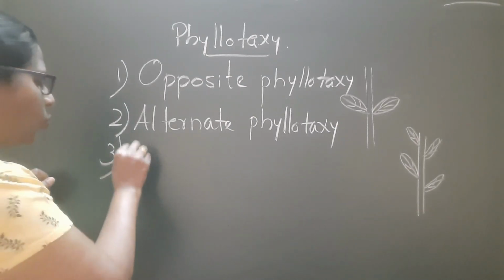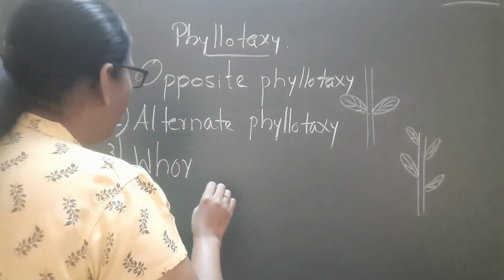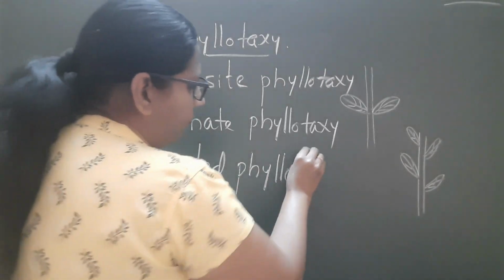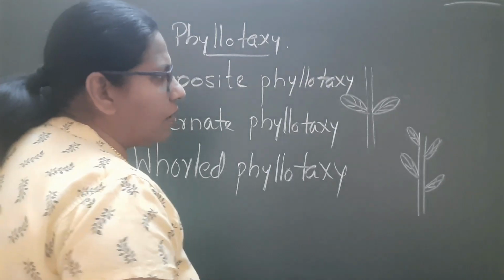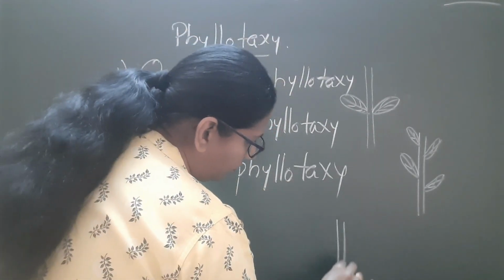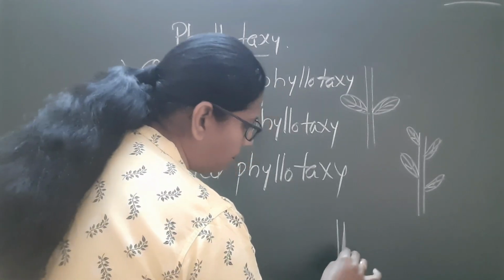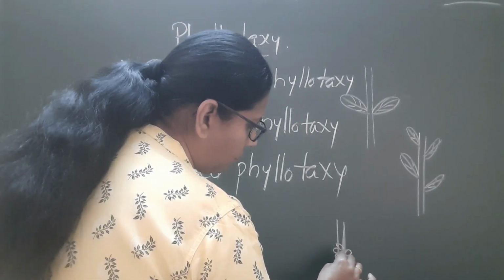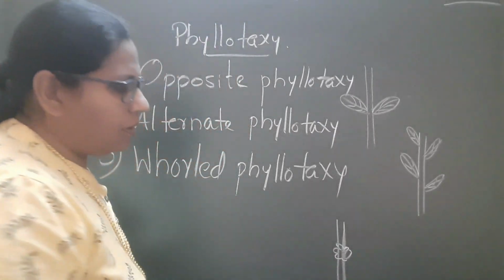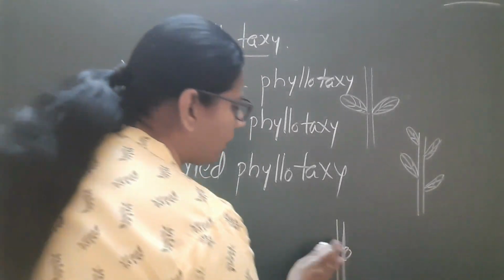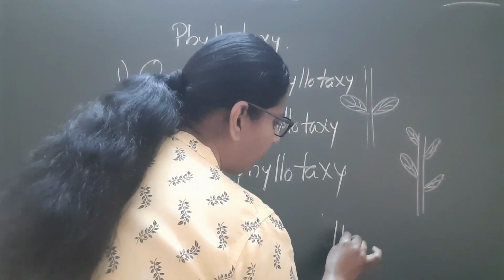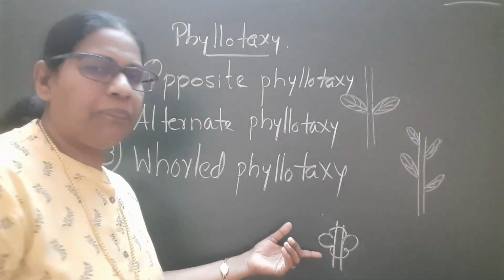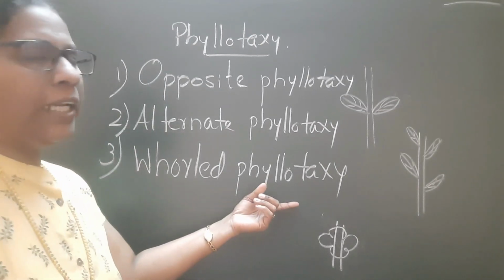Then the third one is whorled phyllotaxy. W-H-O-R-L-E-D, whorled phyllotaxy. In this arrangement, the leaves are arranged around the stem. This way, around. It is called whorled phyllotaxy.